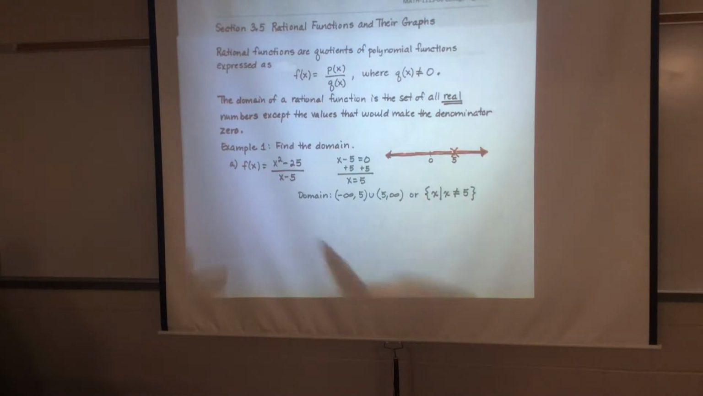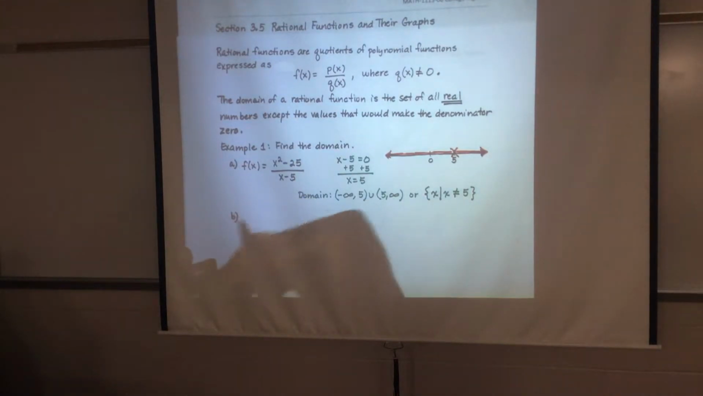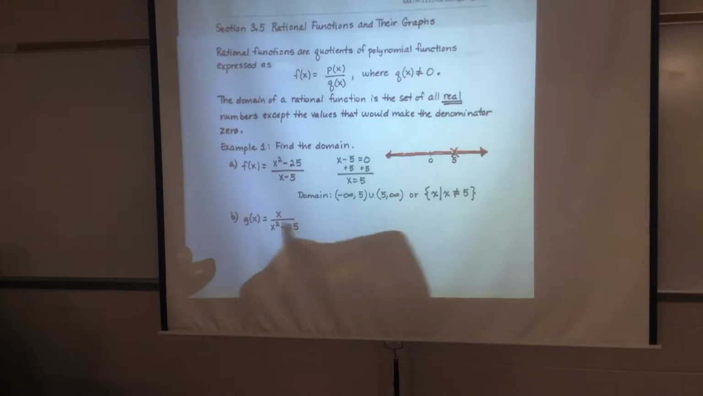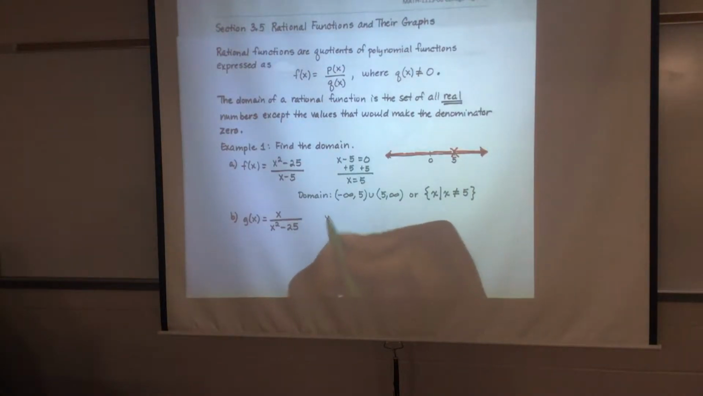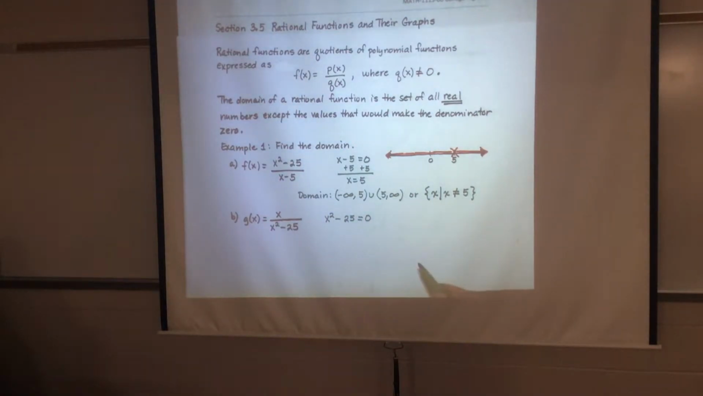Now part B. Say g of x is equal to x divided by x squared minus 25. And I want to find the domain. Here I've got x squared minus 25 in the denominator, so I'm going to take that x squared minus 25 and set that equal to 0 and solve for x. In this case, I can add 25 on both sides to get x squared by itself.